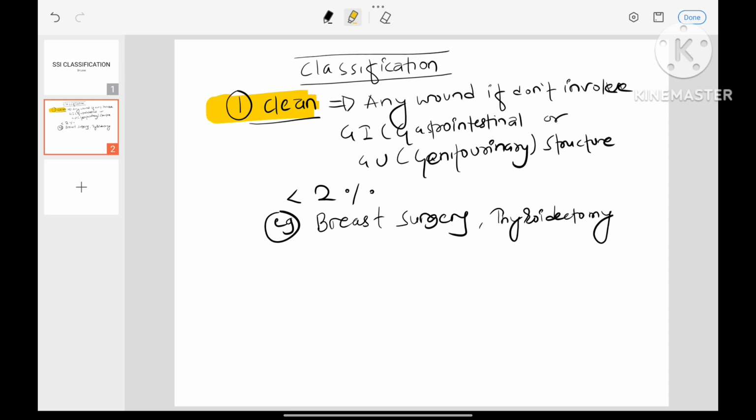Whenever the wound does not involve any gastrointestinal or genitourinary structures, such type of wound is known as clean wound. And the chance of infection, guys, note, will be less than 2%. An example of such wound is breast surgery.